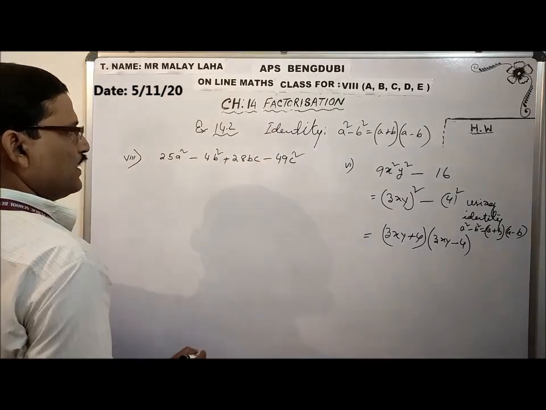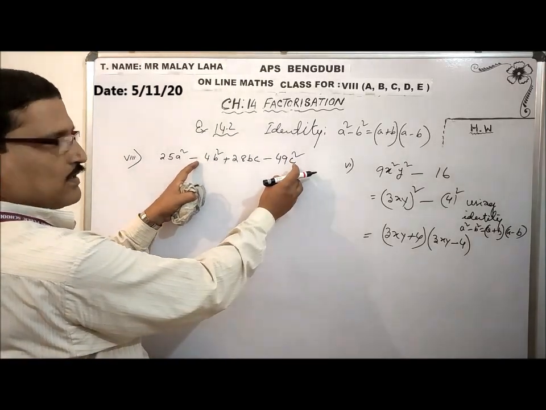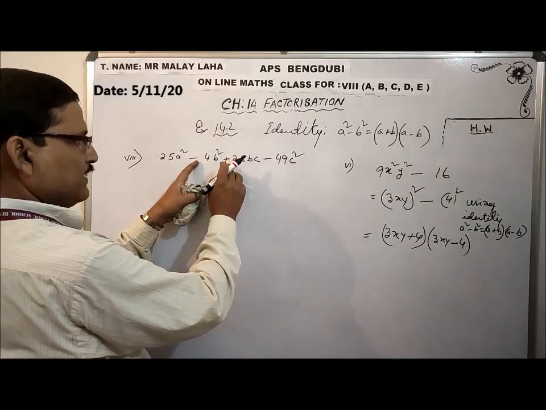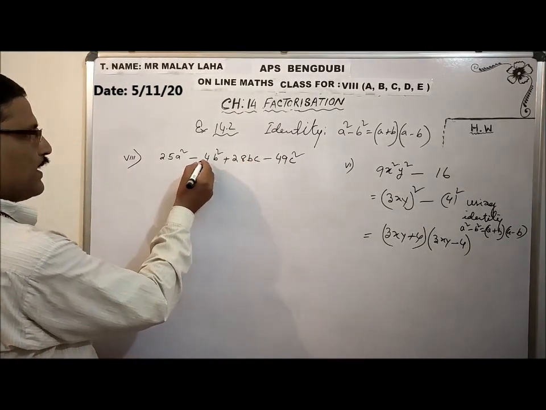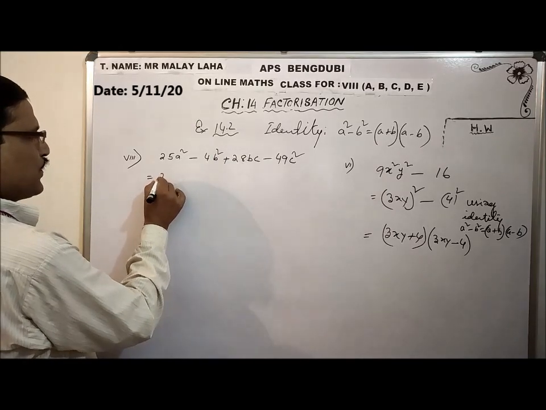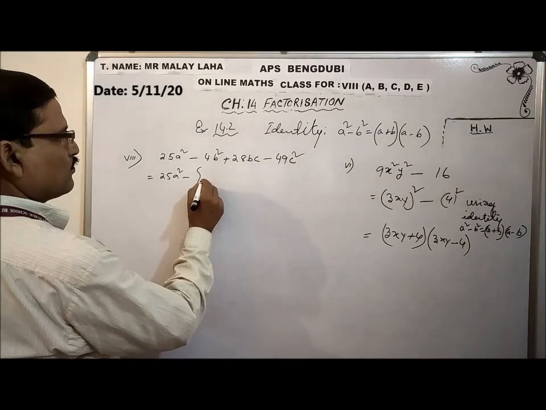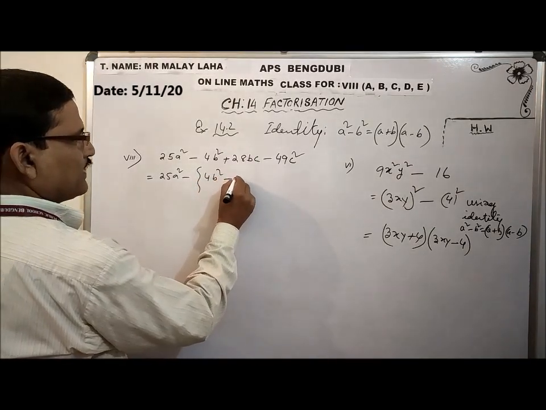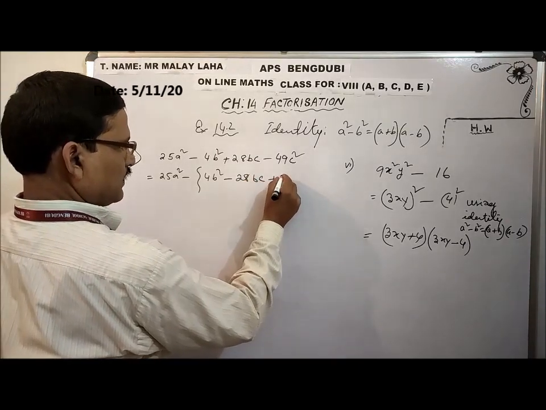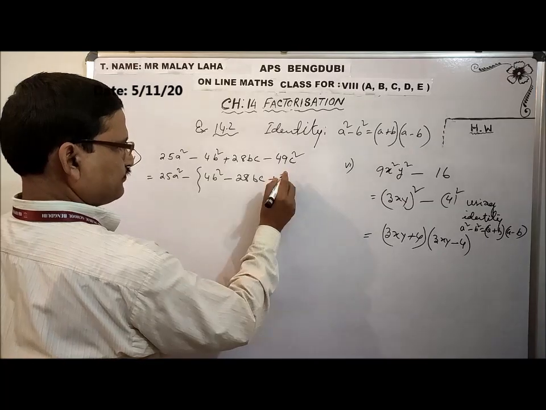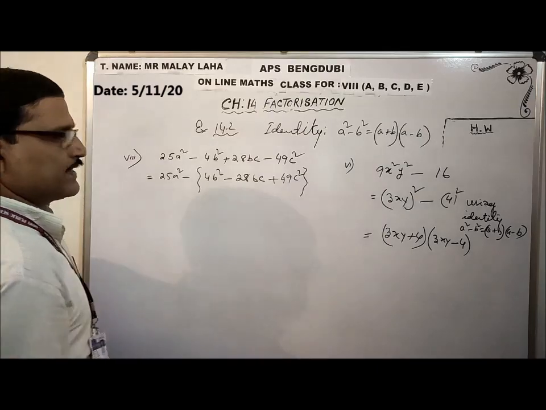So then what to do? If I group b square and c square, then a square, b square, and in between minus or plus twice ab. Okay, so then what to do? I have to group this one: 25a square minus 4b square minus 28bc plus 49c square. Have you understood the changes of sign?